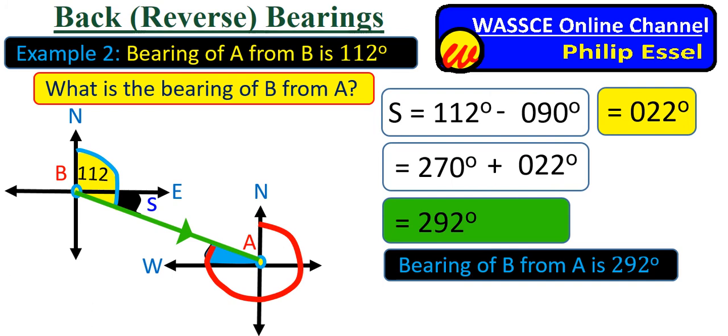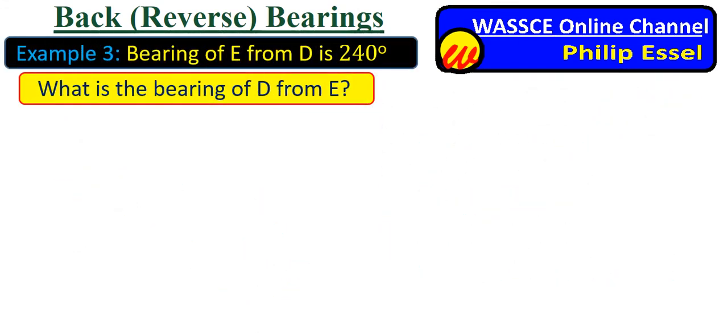Let's look at example 3. Question 3. The bearing of E from D is 240 degrees. What is the bearing of D from E? In the first part of the question, the bearing is from D. What this means is that our origin is the point D. So we'll start with the point D by drawing our cardinal point with the point D as the origin.